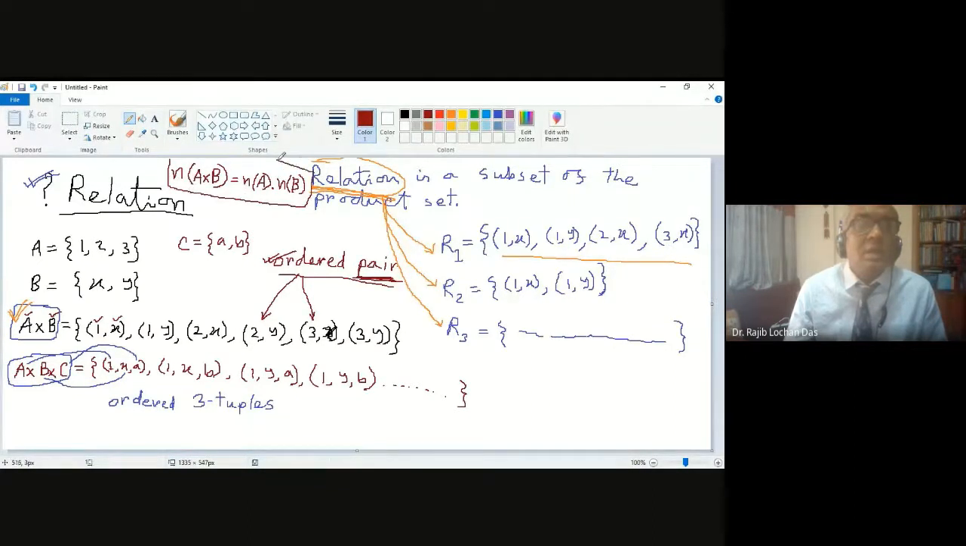Say in our example, A set is the first set. How many elements do you have in your A set? You have 3 elements, right? And how many elements do you have in the B set? It is 2. So how many elements will be in A cross B? That will be 3 into 2, because the combination comes with everything: 1 then x, 1 then y, 2 then x, 2 then y, 3 then x, 3 then y.